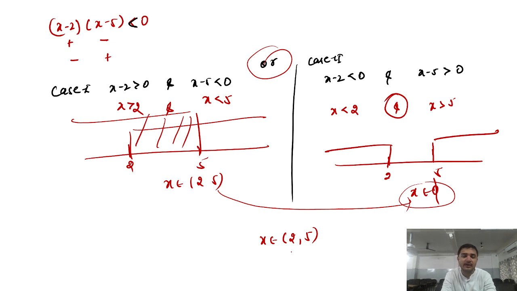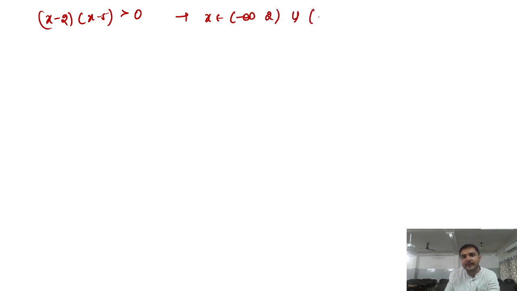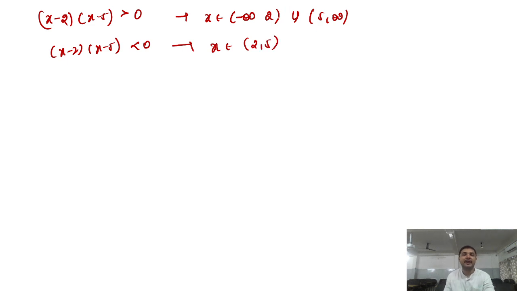Okay, sir, here comes a new story. Basically, sir, what we are having in this question is (x minus 2)(x minus 5) greater than 0. So the direct answer was what? x belongs to minus infinity to 2 union 5 to infinity. Yes or no? Sir, if they are asking (x minus 2)(x minus 5) less than 0, x belongs to what? 2 to 5, which is the remaining portion of the number line.